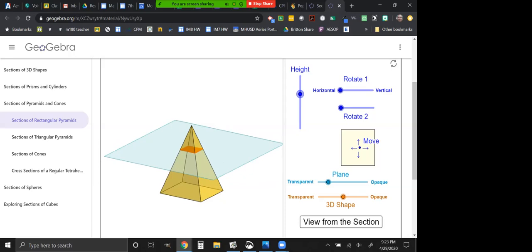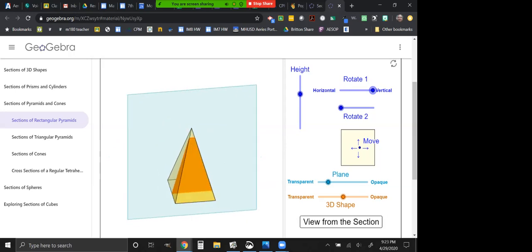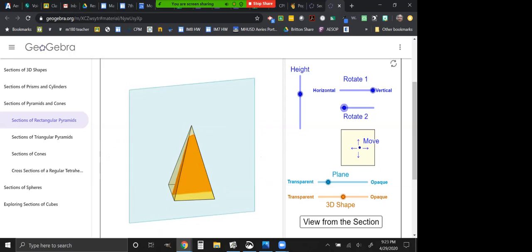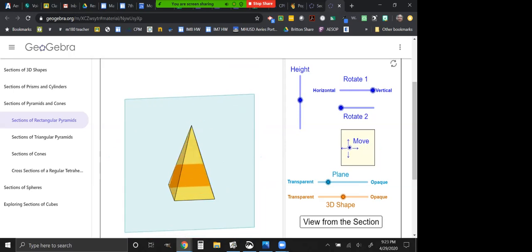Now, I know I can get it to touch 4 sides. Can I get it to touch 3 sides? Well, let's go vertical. So when I go vertical, is that a triangle? Nope. That didn't do it. Maybe if I slide, oh, I know what I have to do. I have to slide it frontward, backward.